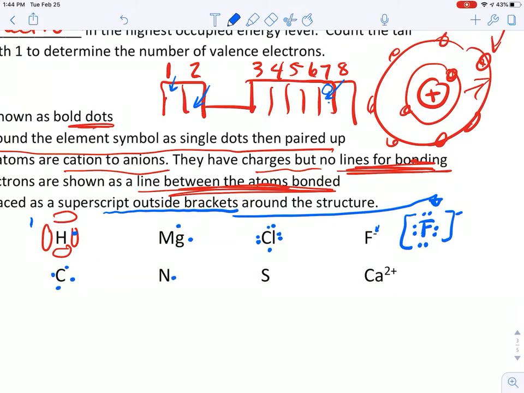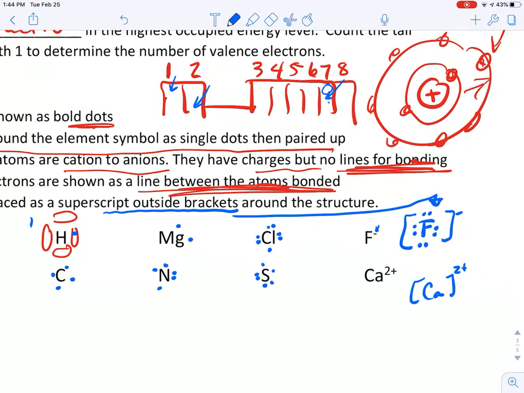I'm going to go ahead and do them. Notice sometimes I'm starting in different places. It's okay. Now that calcium, look, he lost his 2 electrons. So I could write it like that.